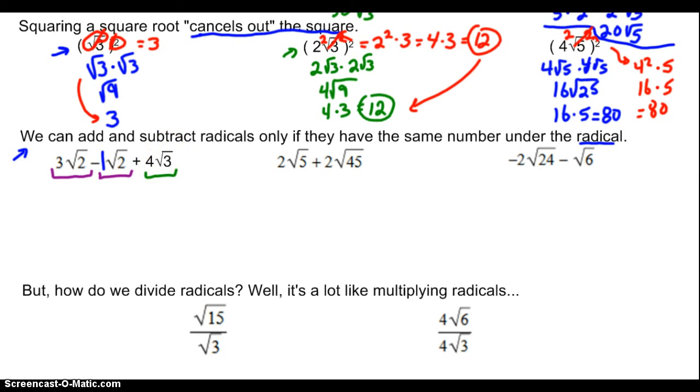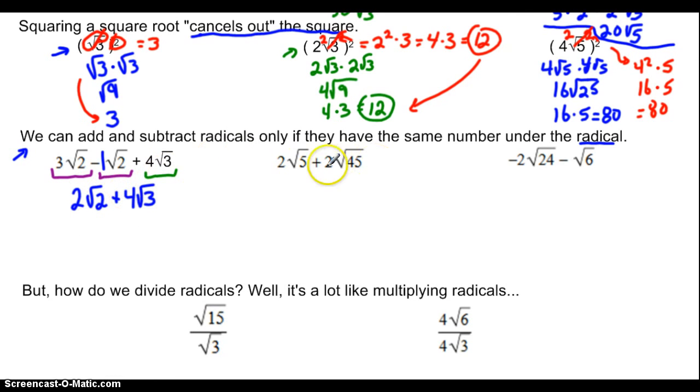But we will not be able to combine this term because it has a square root of 3. So let's take a look. 3 square root of 2 minus 1 square root of 2 is 2 square root of 2's. Just like when we're combining like terms with variables, we're adding these coefficients out in front. 3 minus 1 is 2 square root of 2's. Plus, well, there's nothing to combine this 4 square root of 3 with, so we'll just tack that right onto the end. 2 square root of 2 plus 4 square root of 3.